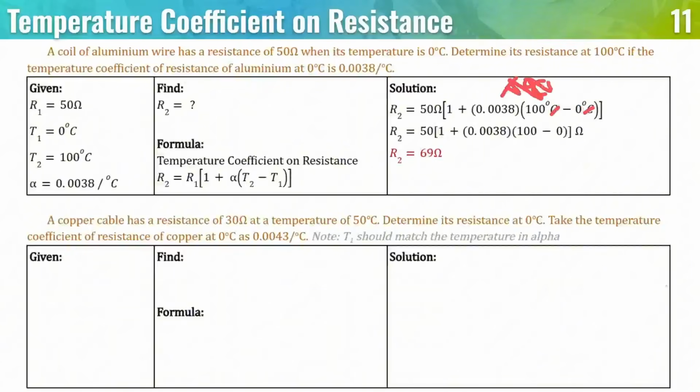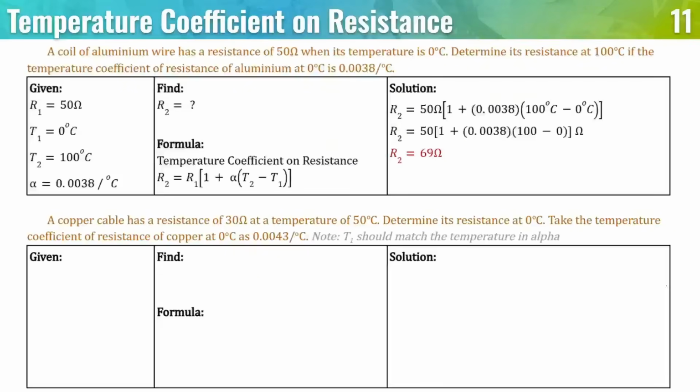The ohms will remain. So when you are writing your final answer, make sure that you have ohms. So simplifying this is going to become 69 ohms. So for number 2, a copper cable has a resistance of 30 ohms at a temperature of 50 degrees Celsius. Determine its resistance at 0 degrees Celsius.